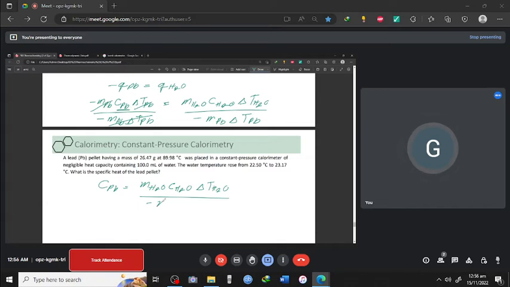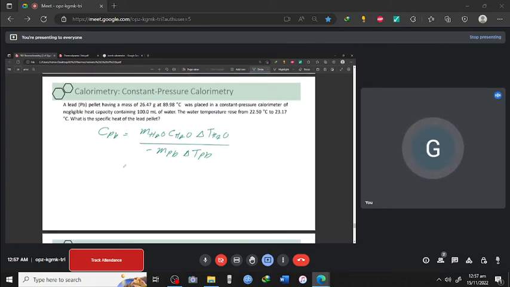So, negative MPB delta TPB. Okay? Gamitin na natin yung mga values na nasa taas. So, for the mass of water, that is 100 grams. For the specific heat of water, that is 4.184 joules per gram per degree Celsius. And then for the change in temperature of water, that is simply final minus initial, which is 23.17 minus 22.50 degrees Celsius. Okay?